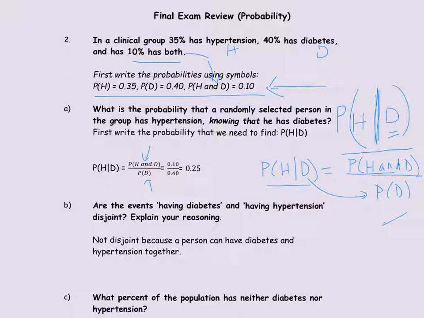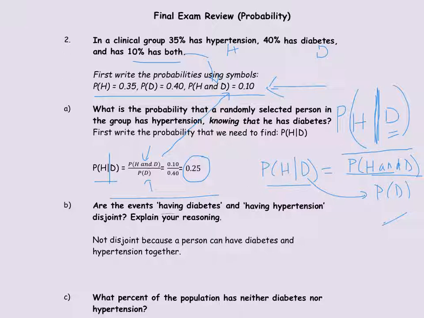If it's given to us, this is where some students are confused. If it's given to us, we don't need to use the AND formula. So just plug in the 10%, which is 0.10, divided by probability of D, which is 0.40, that is also given to us. And the final answer, you can use your calculator and figure it out. So what we've just calculated is the probability that a person in the clinical group has hypertension when we know that, so knowing something about this person, that is, we know that the person has diabetes, is 25%.